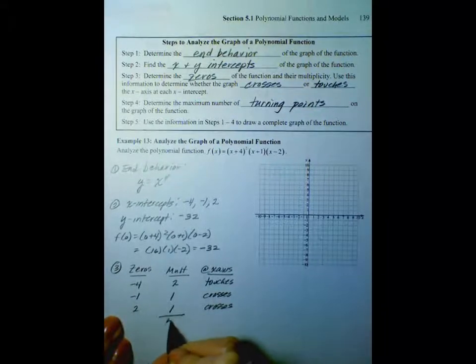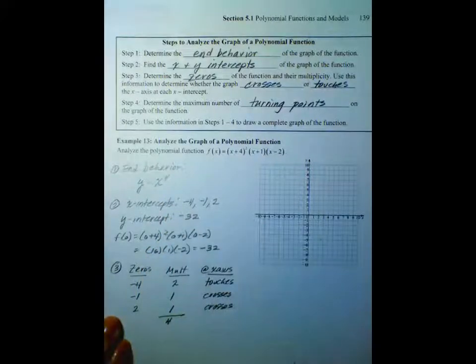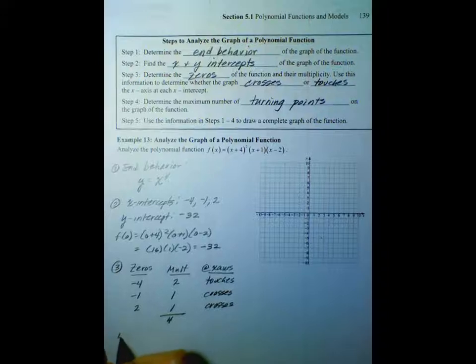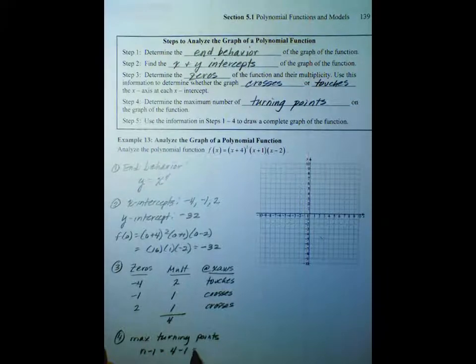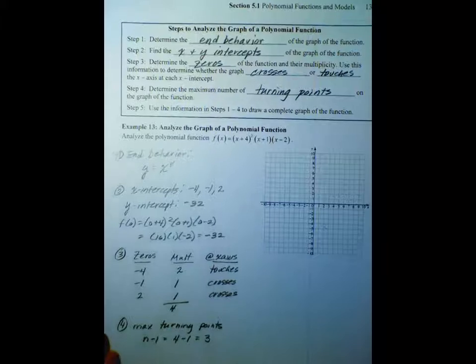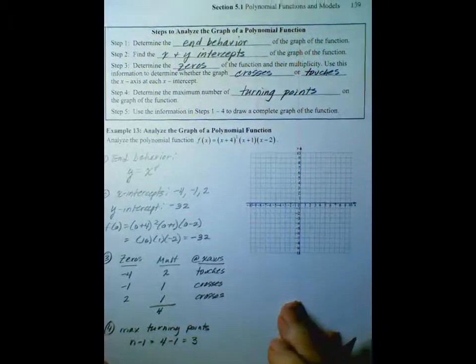Notice that the sum is 4, and we said that n was going to be 4. The end behavior is x to the 4th. So that was number 3. Number 4, turning points. The max turning points is n minus 1. We said n is 4, so 3 is the maximum number of turning points. And we're going to be thinking about that end behavior as we graph.